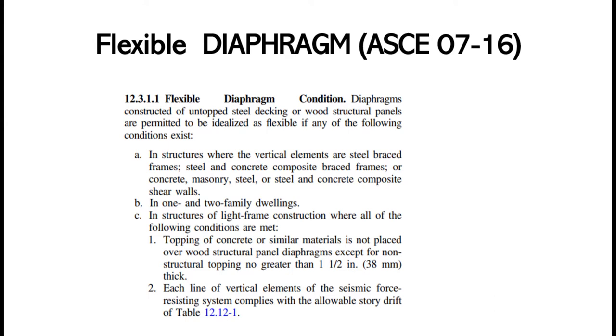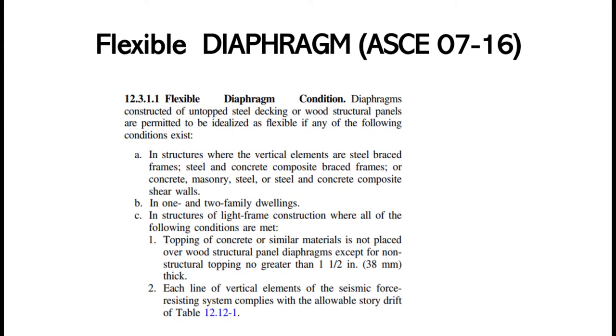12.3.1.1, the flexible diaphragm condition, what they define is something like a steel deck which is untopped, or some wooden structural panels. These are the different materials which are permitted to be idealized as flexible. That means although they have some amount of in-plane stiffness, it is very much negligible compared to the main structure. For example, a thin or very flimsy steel deck which is not topped by some concrete has some negligible in-plane stiffness.